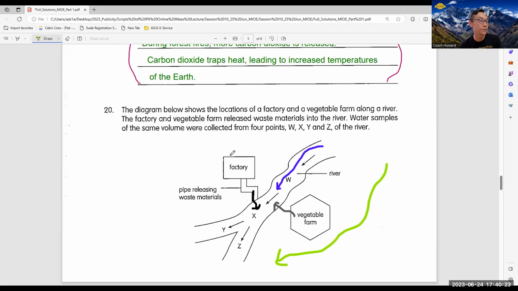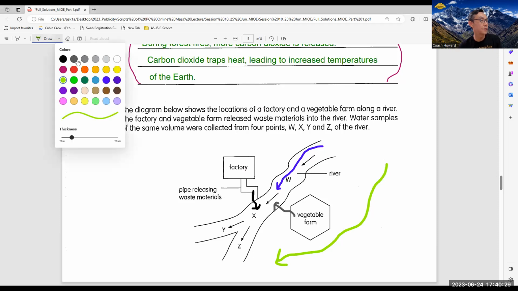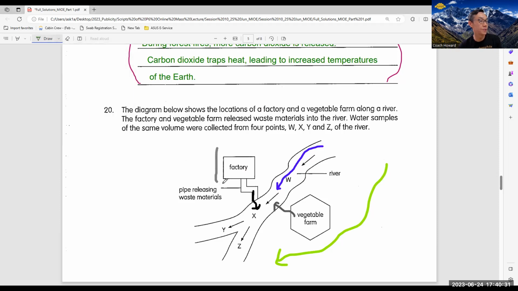Okay, and you notice there's a factory here that releases a waste material. So you think of this factory over here as discharging waste material into the river. So I pointed this black arrow here. And the vegetable farm also, they discharge what? Okay, both the factory and vegetable farm release waste material in the river.